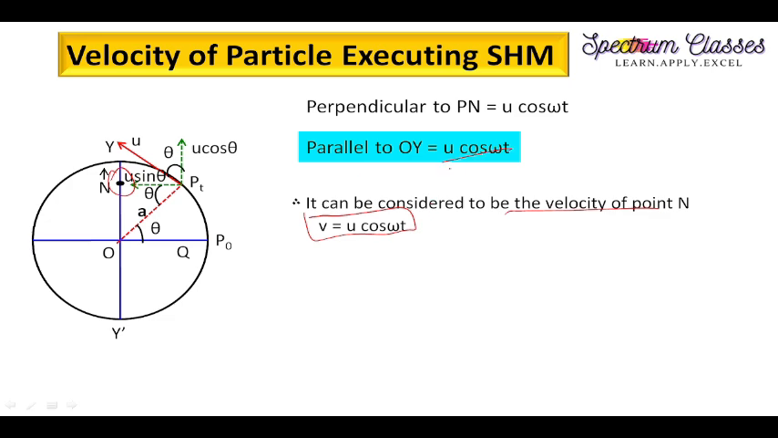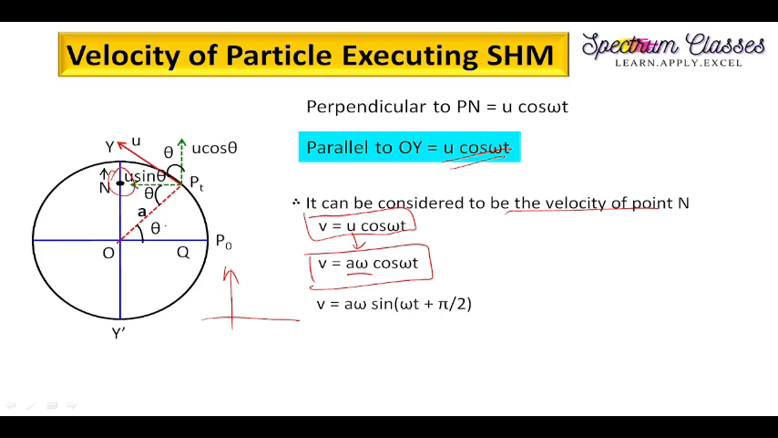Here we can write it in this manner. On putting the value of u, because we do not have the value of u, we are going to replace it with the value of radius. This is not acceleration, this is radius a, and this is omega, the angular velocity. Therefore, v is equal to a omega cos omega t. Now, because we are on the y-axis, and if we check this in terms of theta, this will be in terms of sine.